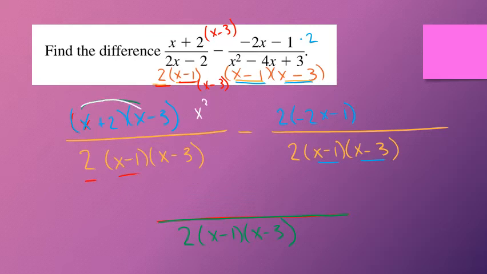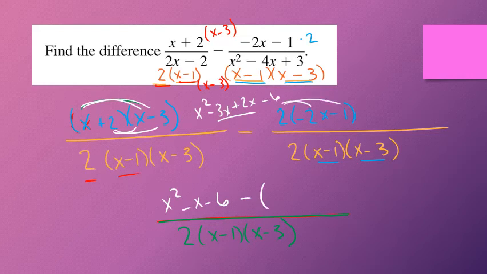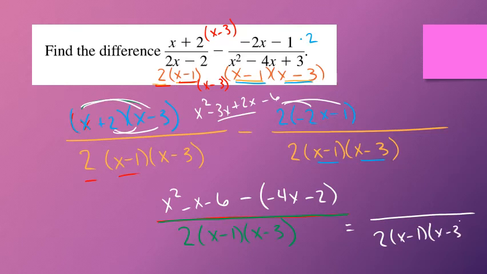So this would be x squared minus 3x plus 2x and then minus 6. So this would be x squared minus x minus 6. And then it's going to be minus, and then I'm going to distribute here. So this would be negative 4x minus 2. And then again, all I need to do is finish multiplying the top. So that would be an x squared. I'm going to look at this as plus 4x plus 2. So I have negative x and 4x, which will be 3x. And negative 6 and 2, which would be negative 4.